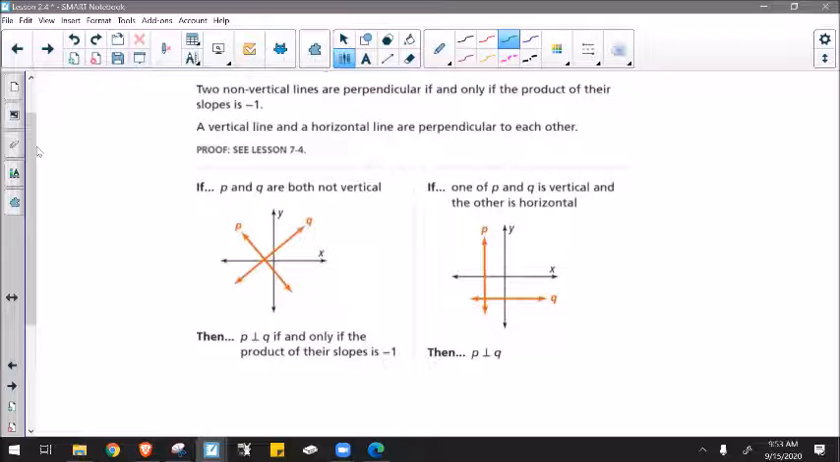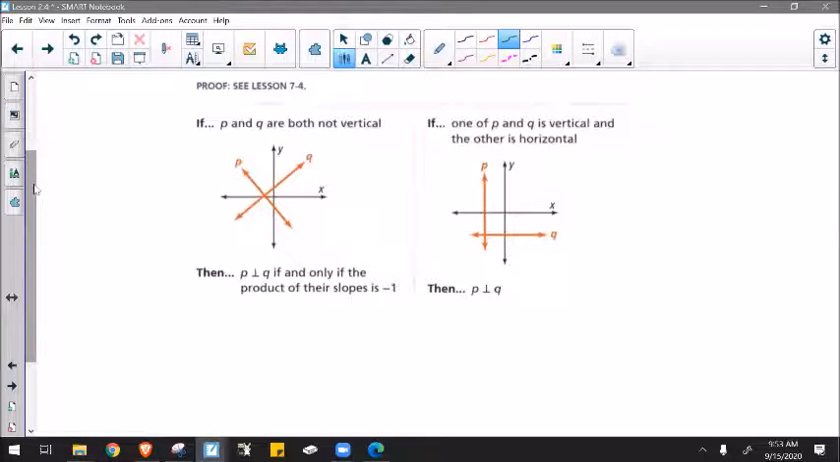All right, now that seems kind of confusing. You could say the products of their slopes are -1, or another terminology we have is opposite reciprocal. I don't know how to spell reciprocal, so we are going to abbreviate it. All right, so opposite reciprocal.